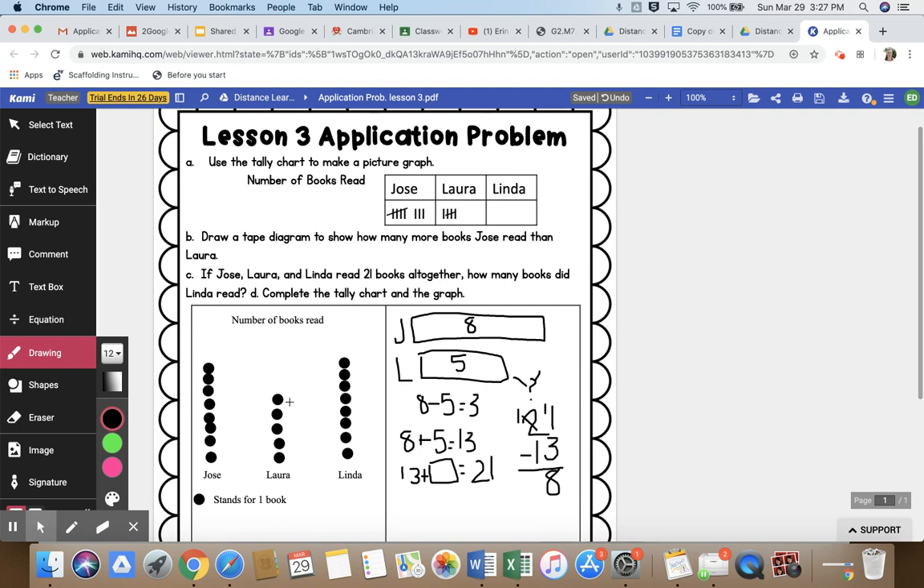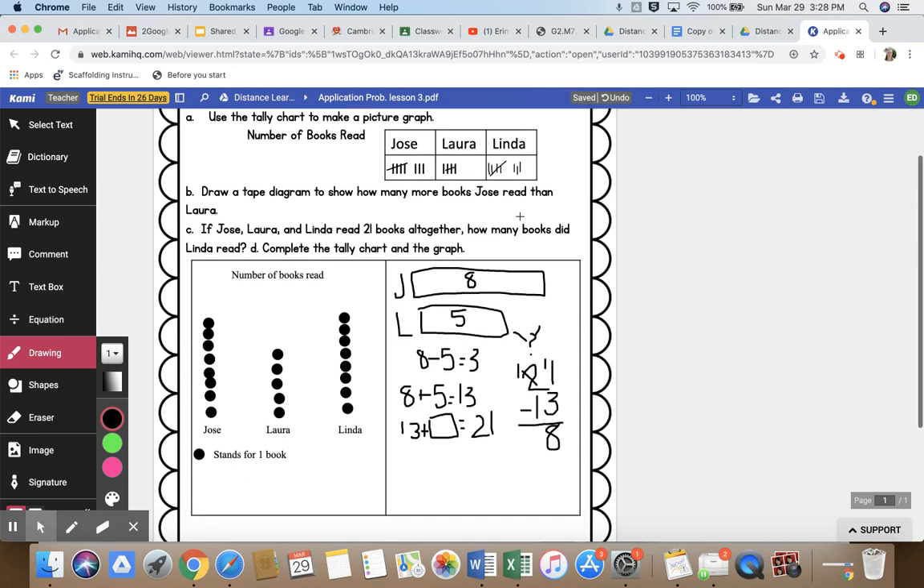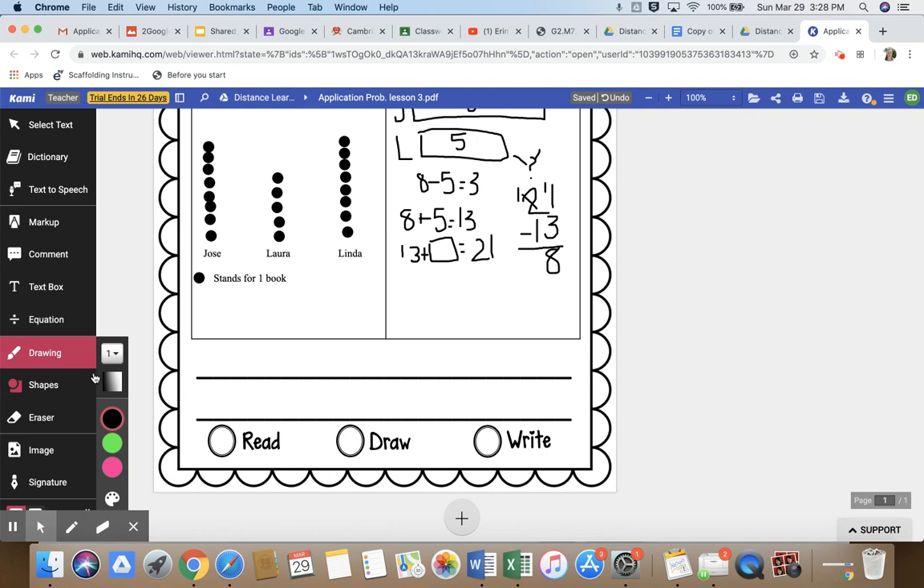So then it says also, we don't want to skip this last step here, it says complete the tally chart in the graph. So that means I'm going to go up here and make my tally chart match. So I'm going to have 1, 2, 3, 4, 5, 6, 7, 8 tallies over here for Linda. And that's it.